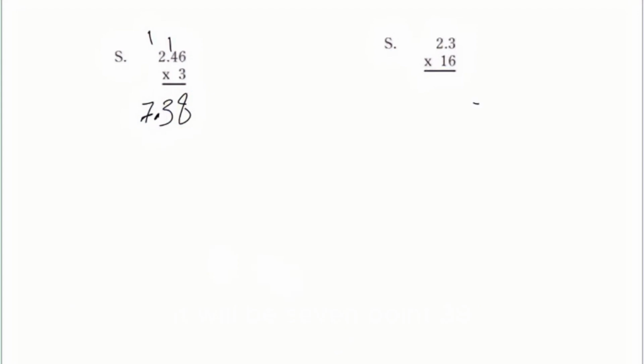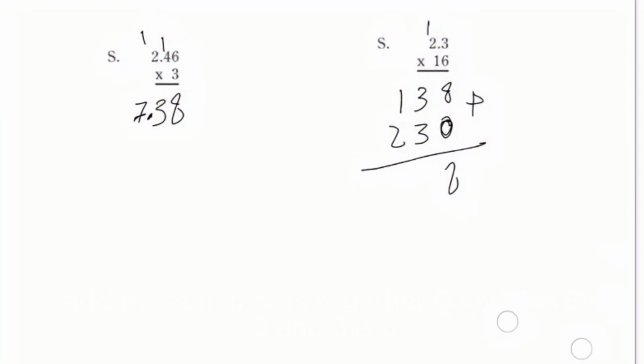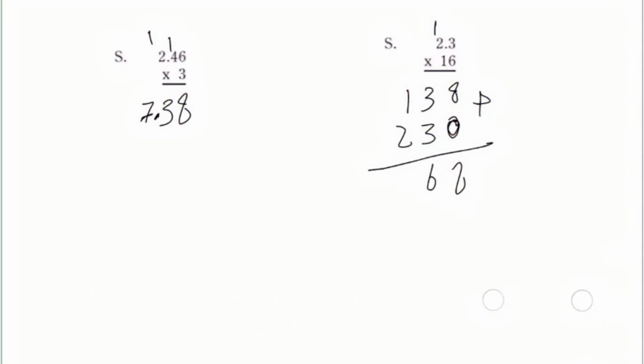2.3 times 16. 6 times 3 is 18. 6 times 2 is 12 and 1 is 13. 1 times 3 is 3, but we have 0 here. 3. 1 times 2 is 2. Add both numbers together. 0 and 8 is 8. 3 and 3 is 6. 1 and 2 is 3. We have decimal point after one place, so it is 36.8.